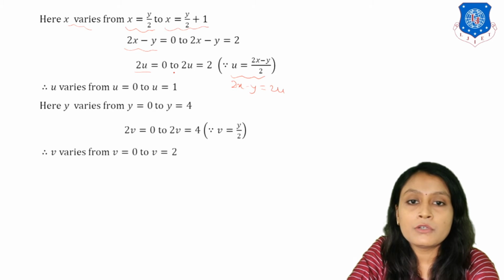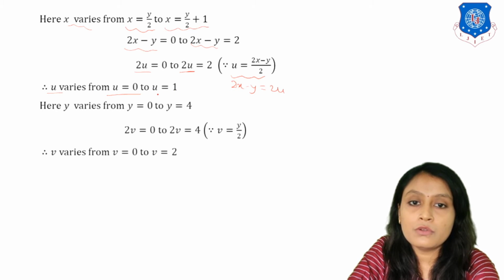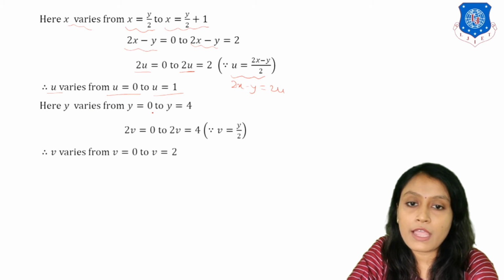So we have 2u is equal to 0. And again in place of 2x minus y just write down 2u. So here we have 2u is equal to 2. So from this you will get the limit of u from u is equal to 0 to u is equal to 1. Now in the question it is given that y varies from y is equal to 0 to y is equal to 4.